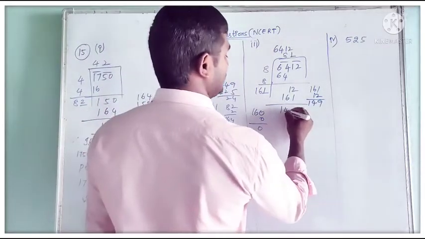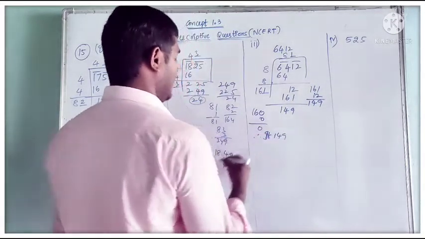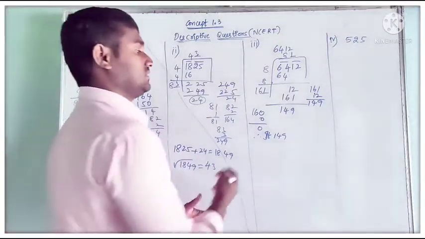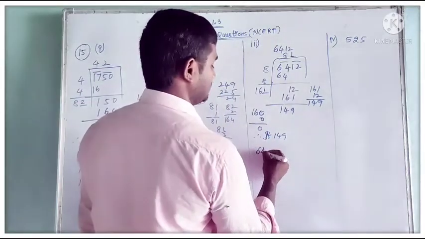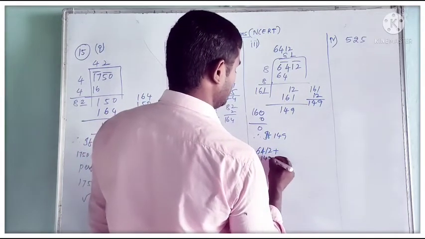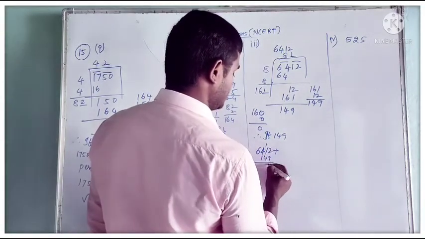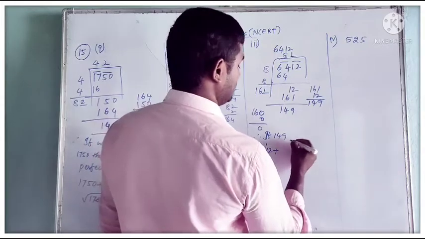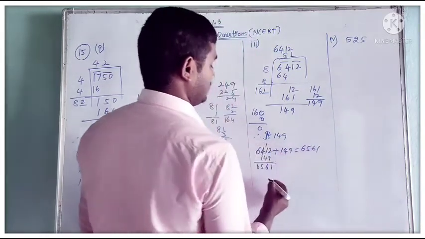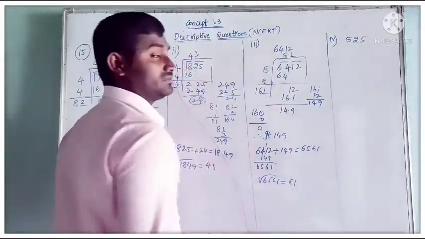So therefore, if 149 is added to 6412, then it becomes a perfect square. 6412 plus 149, if you add, you will get the number 6561. The square root of 6561 is equal to 81 itself.